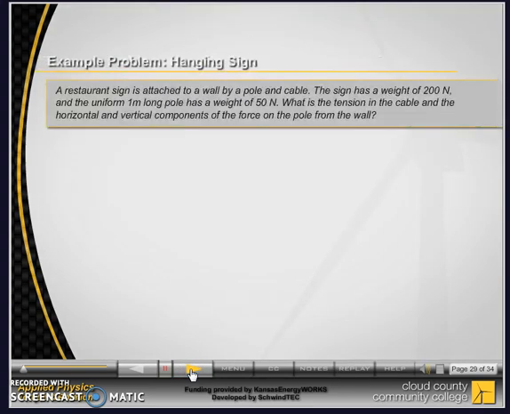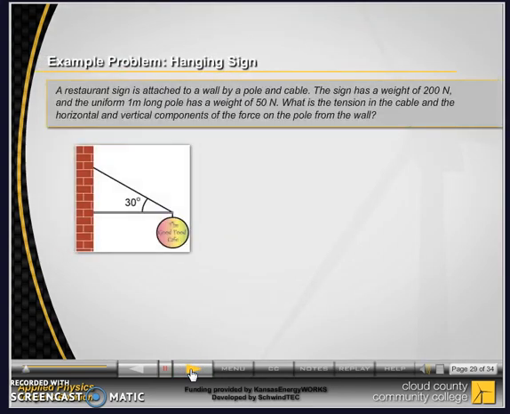In this example problem, a restaurant sign is attached to a wall by a pole and cable. The sign has a weight of 200 newtons and the uniform 1 meter long pole has a weight of 50 newtons. What is the tension in the cable and the horizontal and vertical components of the force on the pole from the wall?